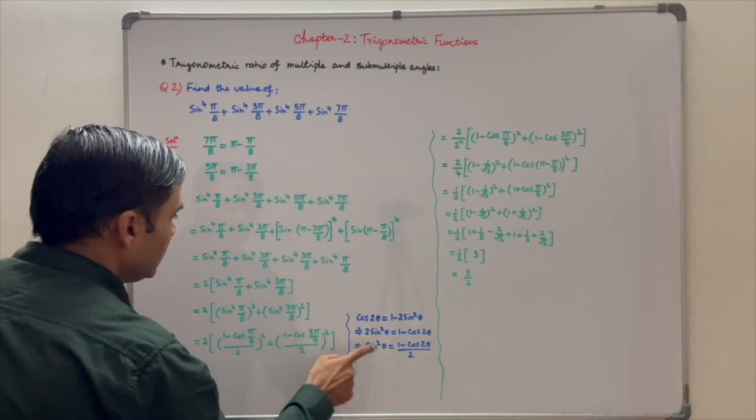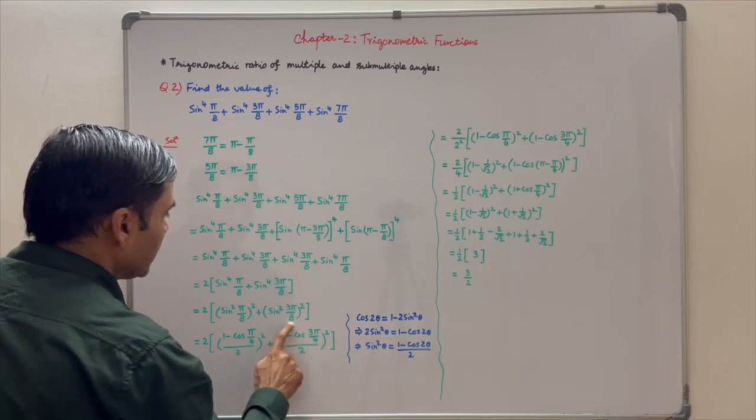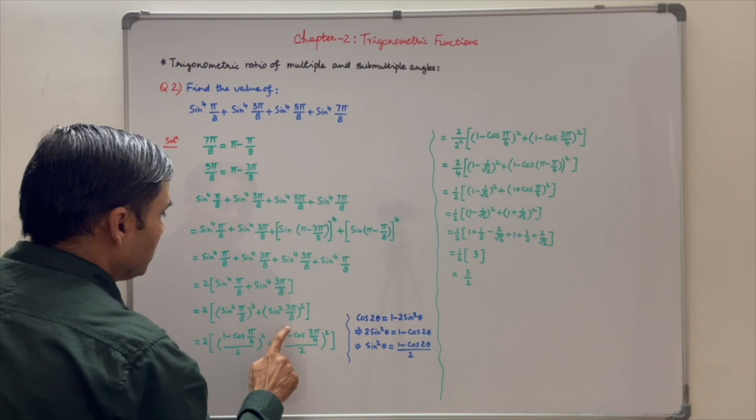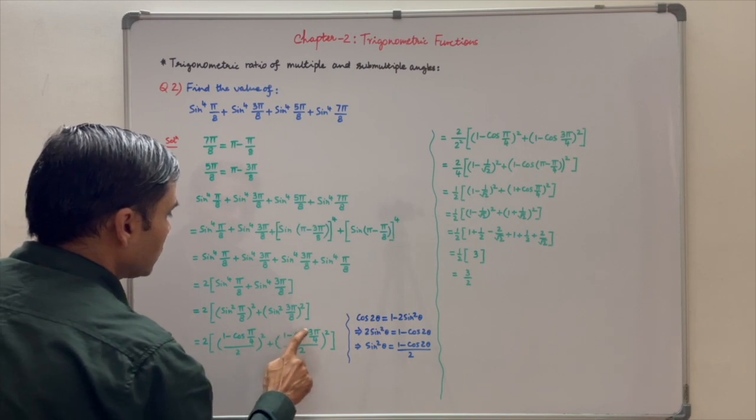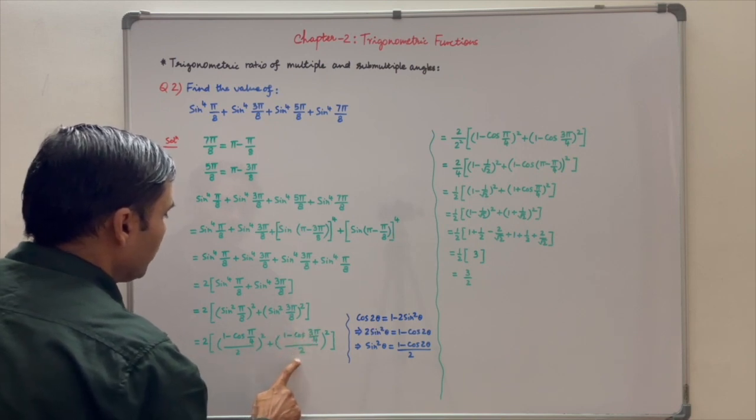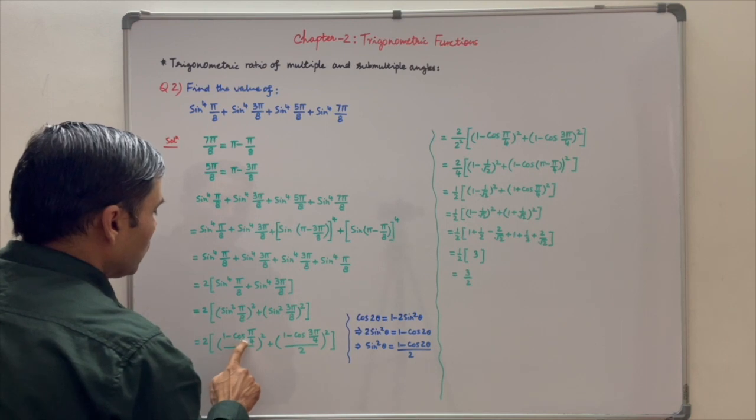And here theta is equal to 3 pi by 8. So sin square 3 pi by 8 can be written as 1 minus cos 3 pi by 4 upon 2. Now we know the value of cos pi by 4. It is 1 upon root 2.